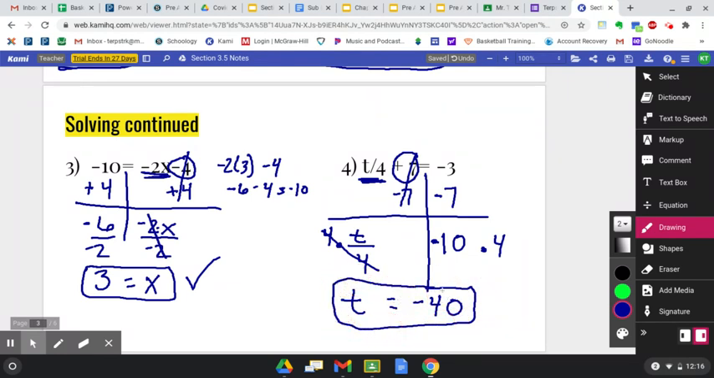Okay. Again, plug that in. -40 divided by 4 is -10, plus 7. Yep, that equals -3. That is my solution.